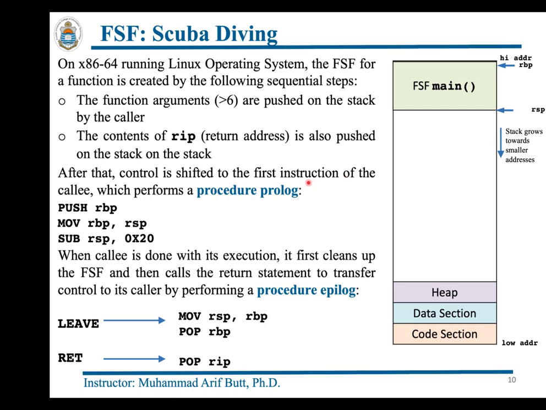Okay, my dear students, when you happen to see the disassembly of a C function, it will always start with a procedure prolog having these three instructions that actually create the activation record of a function. And the disassembly of every C function will end with a procedure epilog, that is this leave and ret instruction. These two instructions actually remove the activation record of a function from the runtime stack.